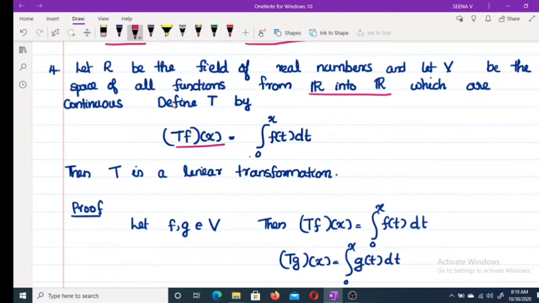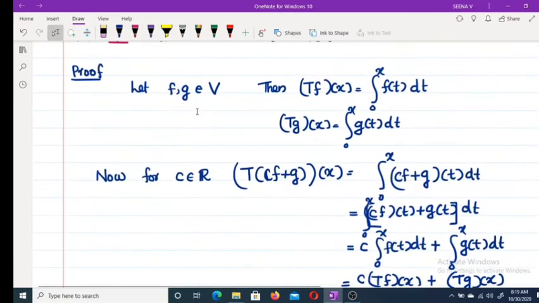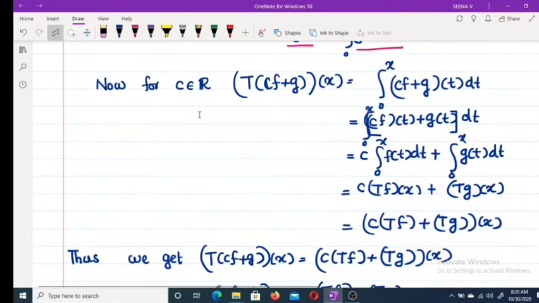T f of x equal to integral 0 to x f of t dt. Now we are going to prove this T is a linear transformation. That is, we have to prove T of Cf plus g equal to C Tf plus Tg. For this you take two elements f, g, and Tf is defined like this and Tg is defined like this.